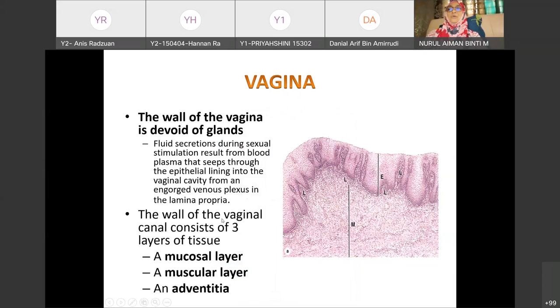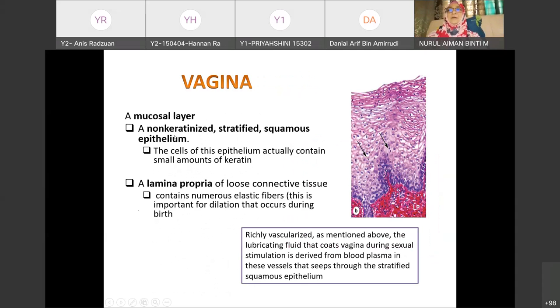The wall of the vaginal canal consists of three layers of tissue. One is the mucosal layer, which is lined by stratified squamous epithelium, non-keratinized, then the muscular layer. And also you have the adipose layer, because the vagina is not covered by the broad ligament or anything, no. So there is only adipose outside the vagina. The mucosal layer is the non-keratinized stratified squamous epithelium. Tak keratinized. Maybe nampak sikit, but it is not keratinized.